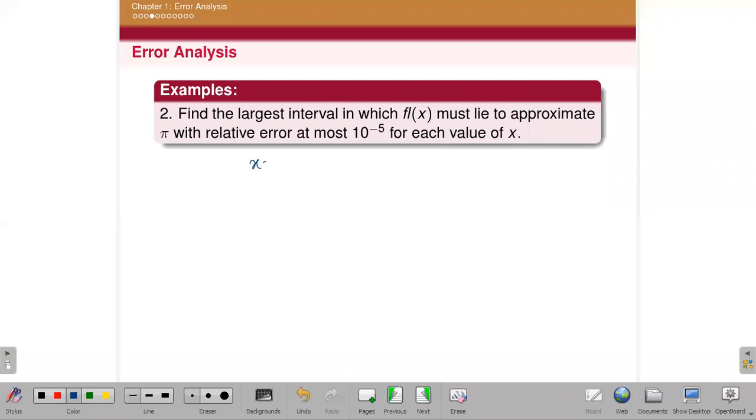So it means your exact value is pi. So again, if you write pi into the calculator, you take all the digits of pi. Means if I write pi here, it is 3.14159265359. Okay, so now FL of x. I don't know what is FL of x. But you have to find the interval in which FL of x must lie to approximate pi with the relative error at most 10⁻⁵.